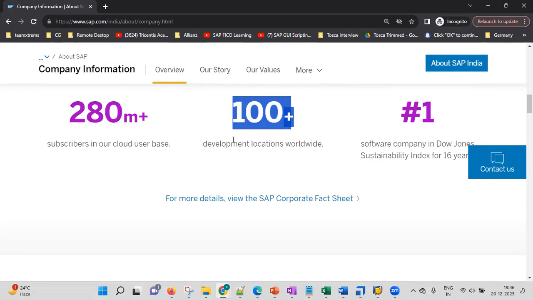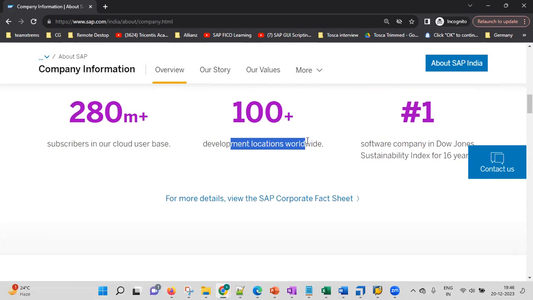There are 100 plus development locations worldwide. Means SAP has development centers around the world. In India itself, we have them in Hyderabad, Bangalore, Gurgaon, maybe Chennai, different locations. So in 100 plus locations, they have development centers.